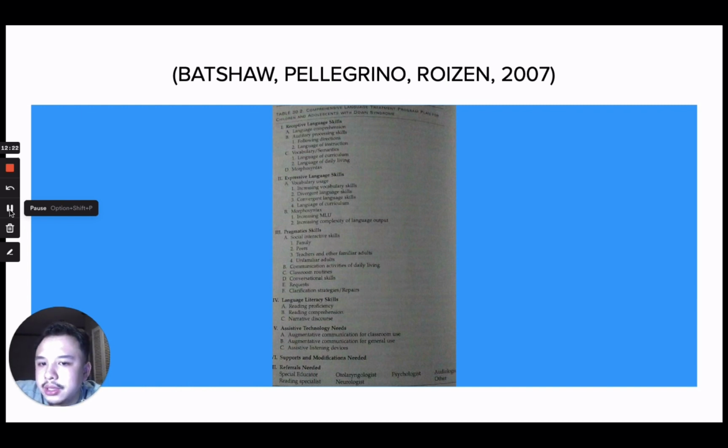Now, we may also look into their pragmatic skills, which focuses on social interactive skills with family, peers, teachers and other familiar adults. And lastly, the unfamiliar adults. Others would be communication activities of daily living, classroom routines, conversational skills, requests, and clarification strategies or repairs. We may also look into the literacy skills of the individual, wherein we may look at the reading proficiency, the reading comprehension, and narrative discourse. Alright guys, excited for that?